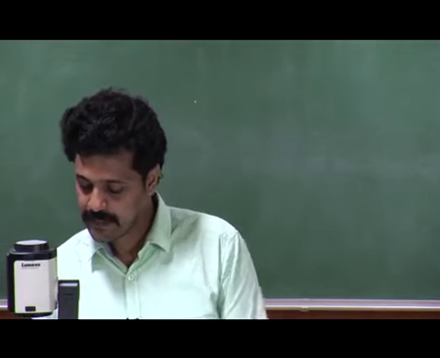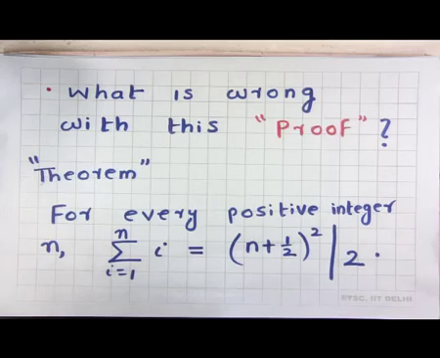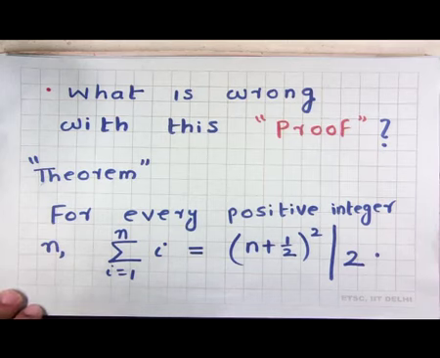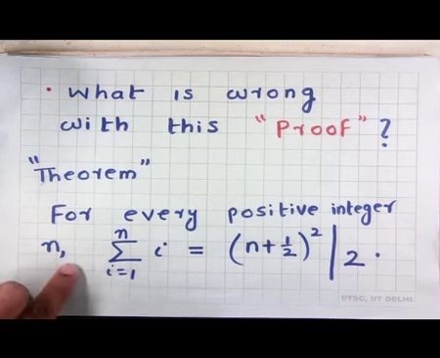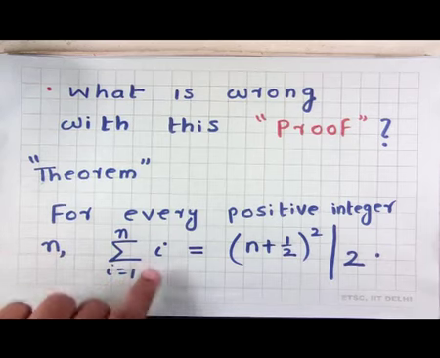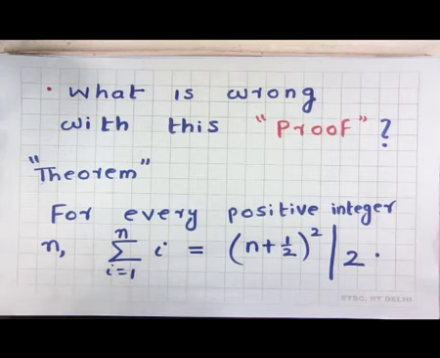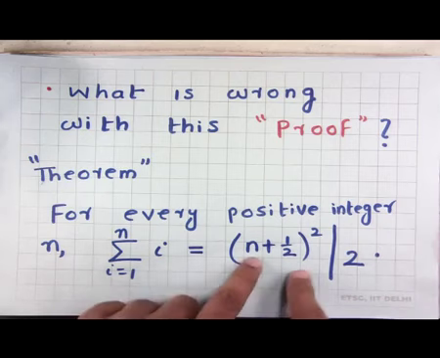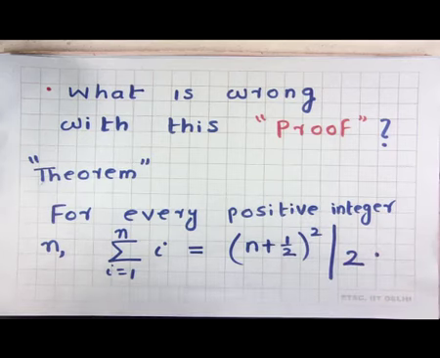where something so-called proof is given to you and you should point out what is wrong with it. Of course, proof in quotes, because once it is wrong we cannot call it a proof. The theorem is this: for every positive integer n, summation i equal to 1 to n of i, that means the sum of the first n natural numbers, is equal to (n plus half) the whole square by 2.